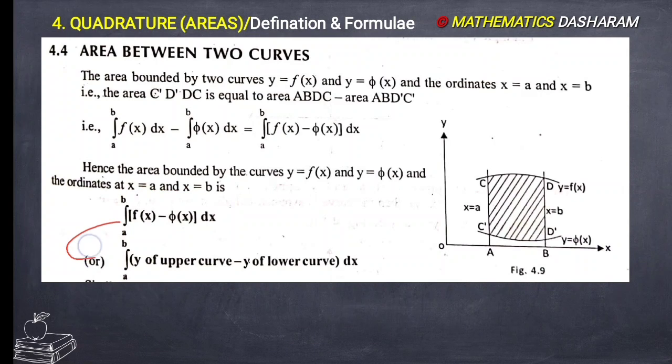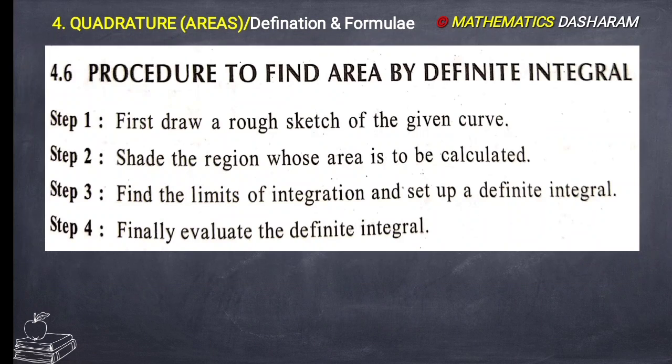Otherwise you can write the same formula in another way. Integration a to b f of x means y of upper curve minus y of lower curve. So next, the procedure to find area by definite integral. Step 1: first draw a rough sketch of the given curve.